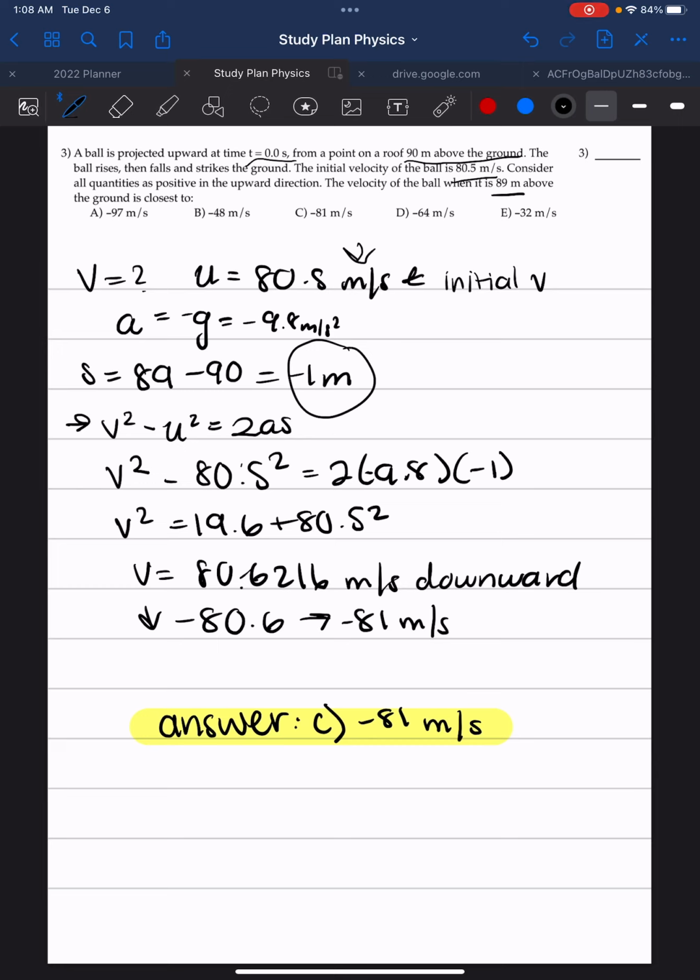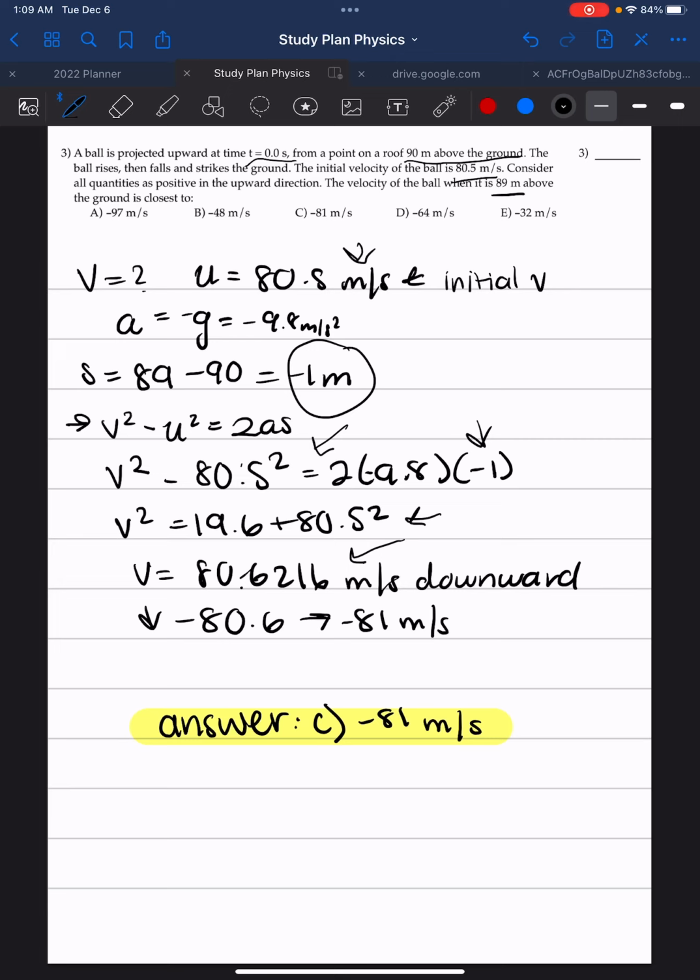initial velocity of the ball, and we are going to put it in this equation right here, and we're gonna multiply the accepted value of gravity by 2 and then by the value of negative 1 to get this equation right here. And then we're going to add those two numbers to get this equation, which tells us the velocity of the ball when it is 89 meters above the ground.